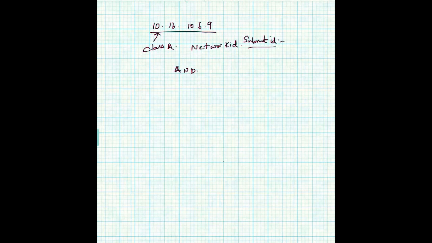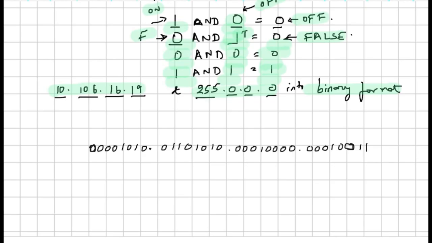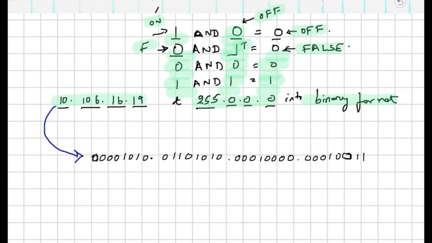The subnet IDs we can take start from the default subnet mask, 255.0.0.0. Now let us perform an AND operation on the IP address and the subnet mask. This IP address is in decimal format, and we have converted it into binary format.